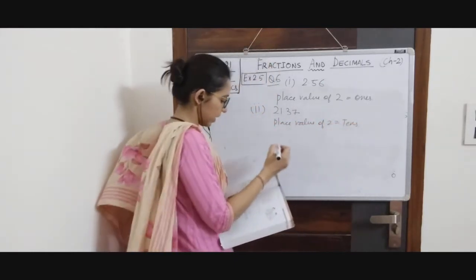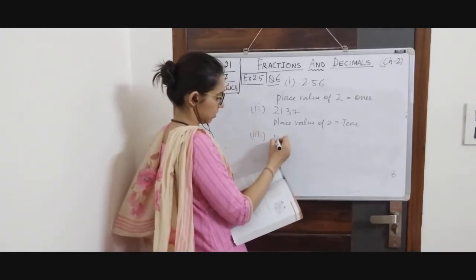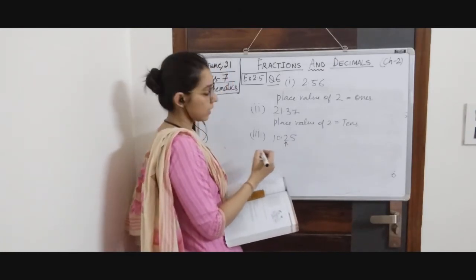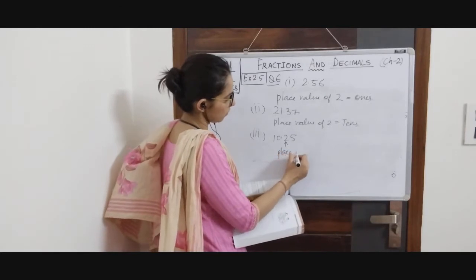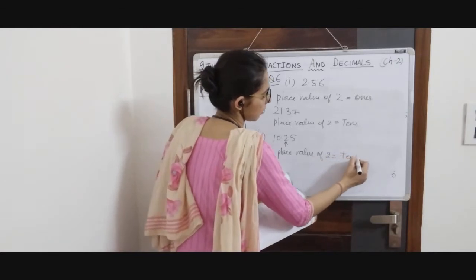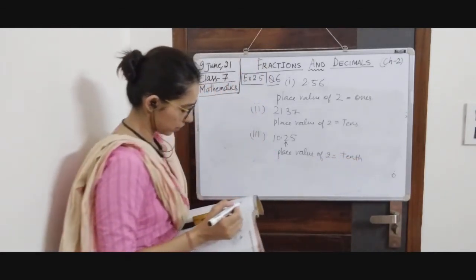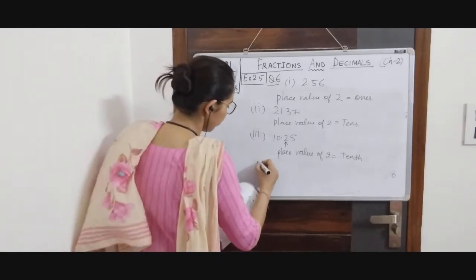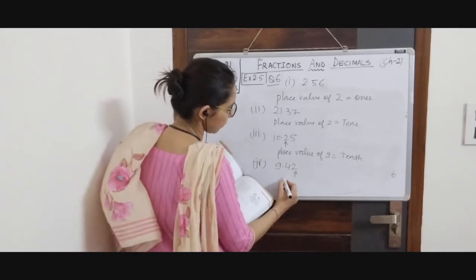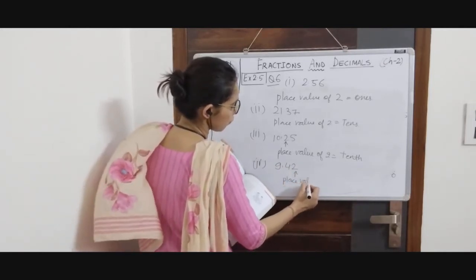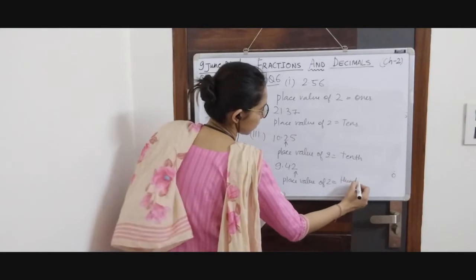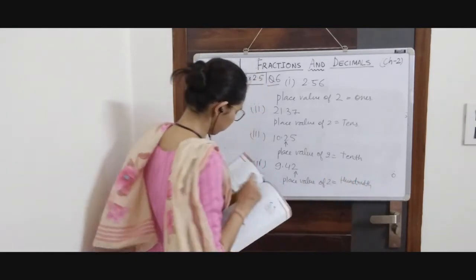Okay. And next one, third part, 10.25. This is on 10th place. So the place value of 2 is 10th. Okay. Similarly, part 4, 9.42. Here it is on 100th place. The place value of 2 will be 100th. Okay, and so on.